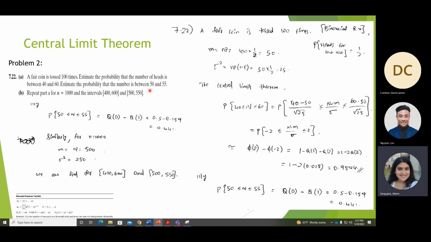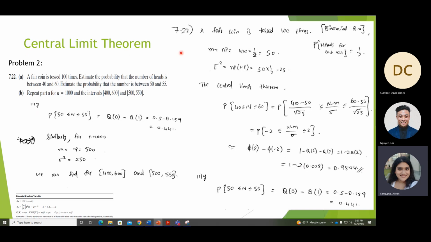How do I estimate the probability between these two numbers? This is a binomial problem. I mean, how do I put it in Gaussian? There's no mention of Gaussian random variable anyway. Well, the surprising thing is that we are trying to solve this in terms of the central limit theorem.